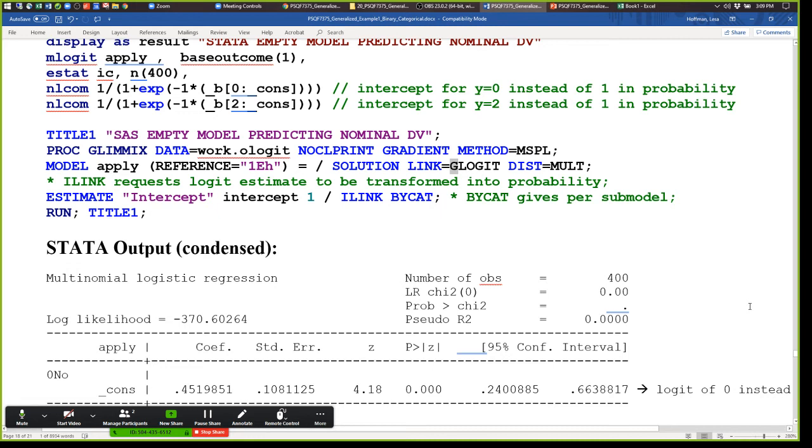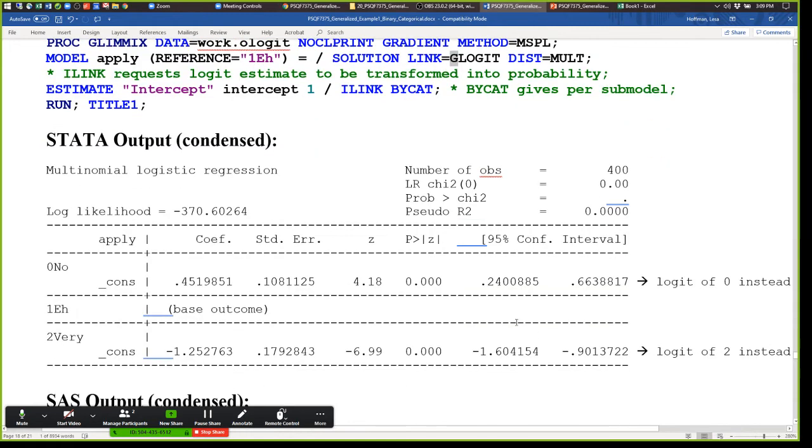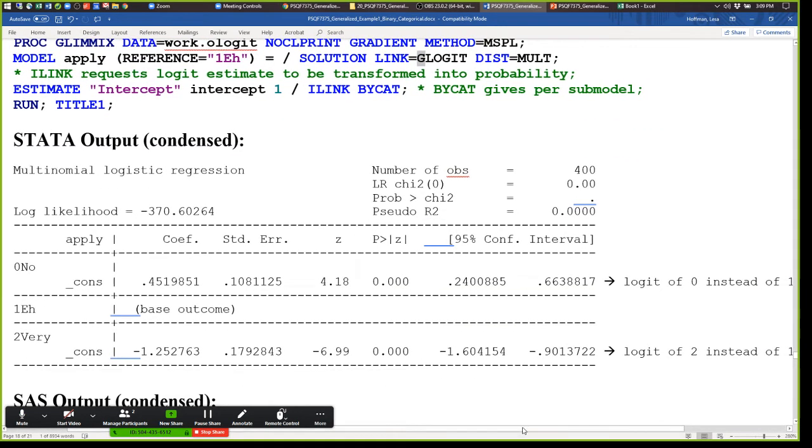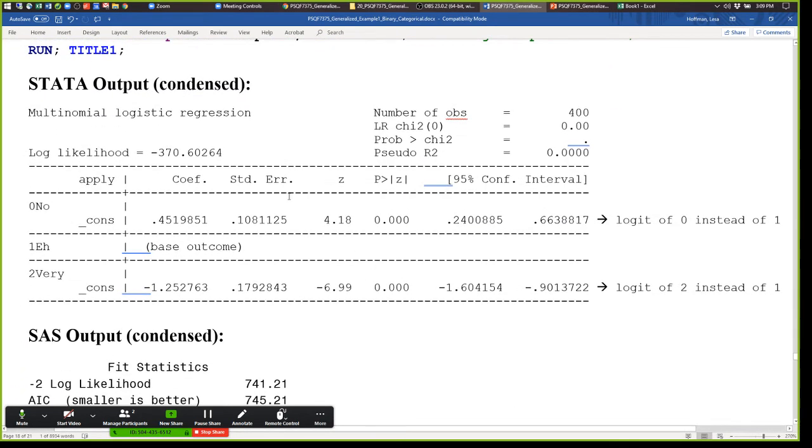Glogit for generalized. Generalized is a terrible name, by the way. It means about 17 different things. It's baseline category logit or nominal, though either of those I think are better descriptors. So Stata calls this multinomial logistic regression. It is a baseline category link with a multinomial distribution as opposed to a cumulative logit link with the multinomial distribution, which is what we just did.